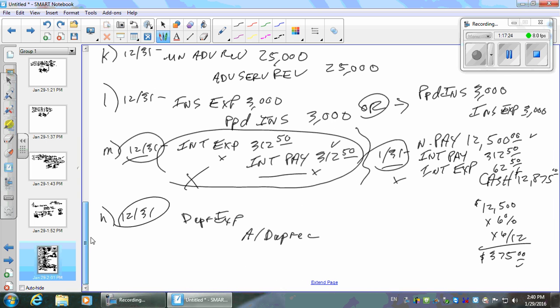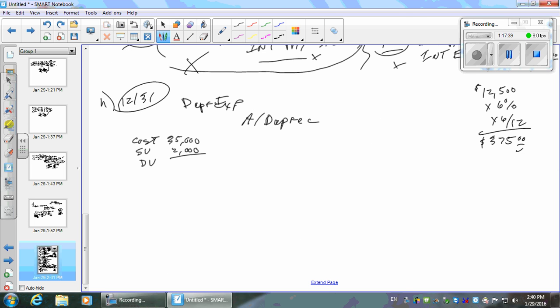$35,000 asset, 2,000 salvage. Here we go. Cost is how much? $35,000. Salvage value or residual value? 2,000. The amount we're going to depreciate, we'll call it a depreciable value. What do you have added? 33,000. The life? 6 years. Divide it in, and what do you get? 5,500.